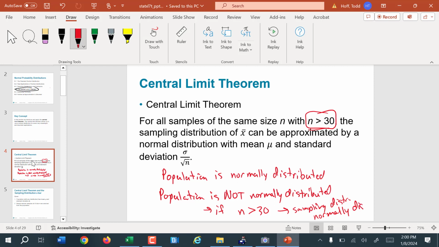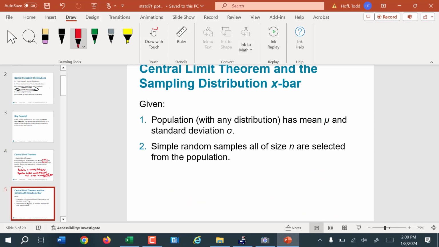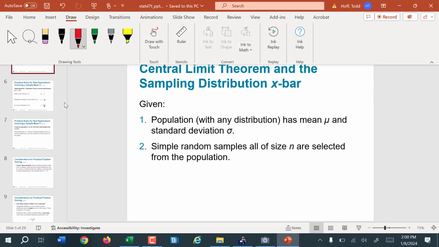Which is huge as far as allowing us to use this process, this calculation, to estimate population parameters. So here, the central limit theorem for the sampling distribution of X bar, or the sample means, is saying that for a population with a mean of mu and a standard deviation of sigma, even if it's not normally distributed, we can, as long as we have a big enough sample size, and we're taking simple random samples of size n, taking all of the possible simple random samples of size n.